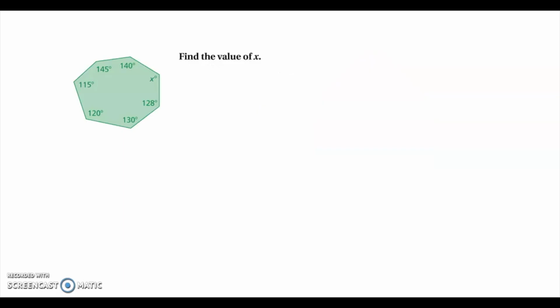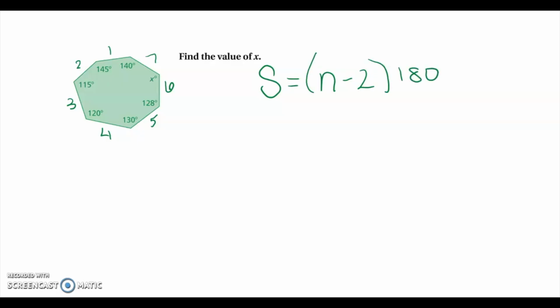Okay, let's look at another example. This time we have a shape with 1, 2, 3, 4, 5, 6, 7 sides, so it's a heptagon. We are going to find the value of x. This time, we first need to know what all of the angles add up to. The sum of the interior angles is equal to n, the number of sides, minus 2, times 180. That'll tell us what all of the angles add up to, and then we'll be able to solve for the one missing angle.